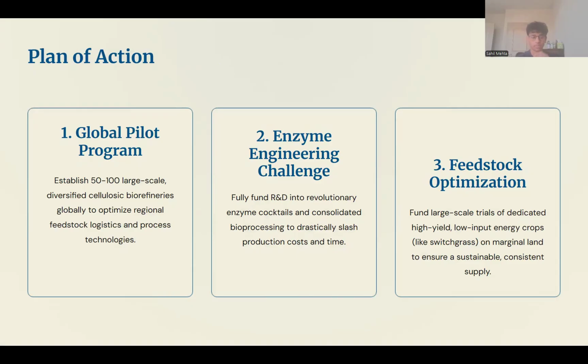50 to 100 diversified cellulosic biorefineries, and this could help optimize the different types of things we can use for cellulosic biofuels. And it could essentially create a challenge to see what company or what biorefinery can create the best cellulosic ethanol in terms of production cost and efficiency.